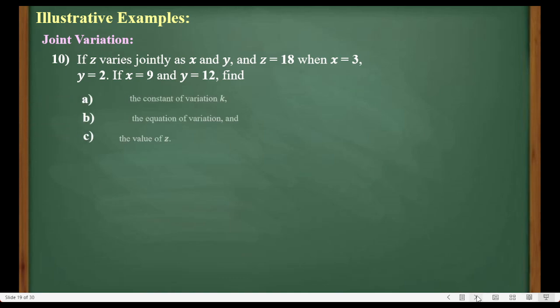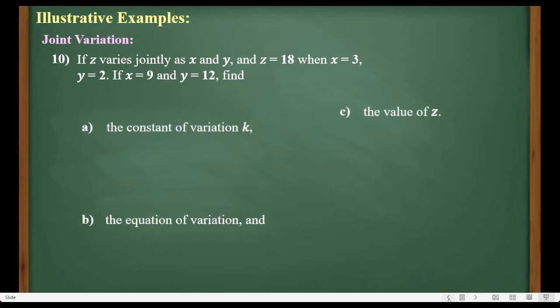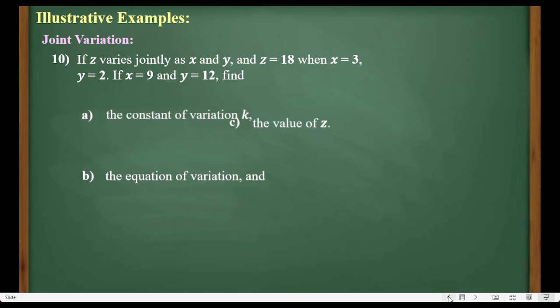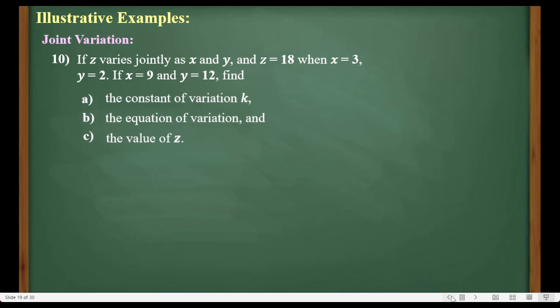find the following. Letter A, the constant of variation denoted by small letter k, letter B, the equation of variation, and letter C, what would be the final value of z, okay, because these are the final values of x and y.